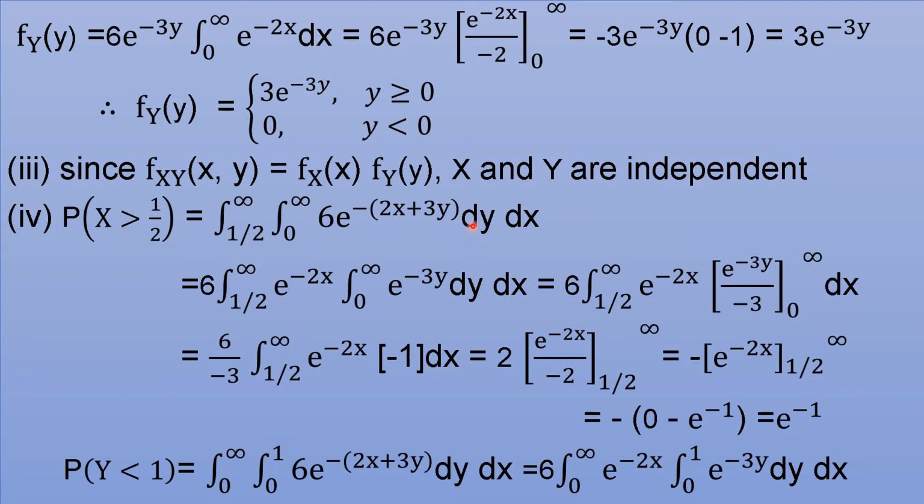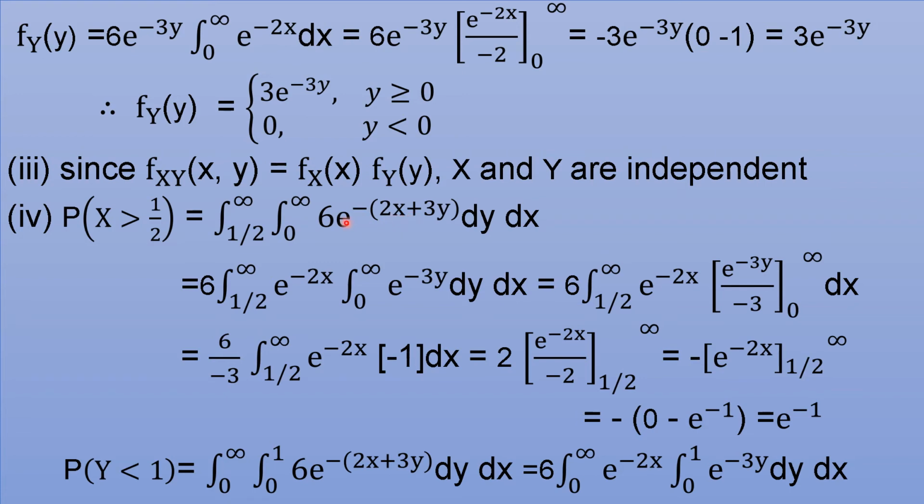Inner integral with respect to y, and from the definition of fxy of x comma y, for y greater than or equal to 0, x greater than or equal to 0, then only fxy of x comma y will be a into e power minus (2x plus 3y). So y should be considered as greater than or equal to 0. Otherwise for y less than 0, that joint probability density function will be 0. So the whole double integral will be 0. So consider y as greater than or equal to 0, means y is from 0 to infinity.